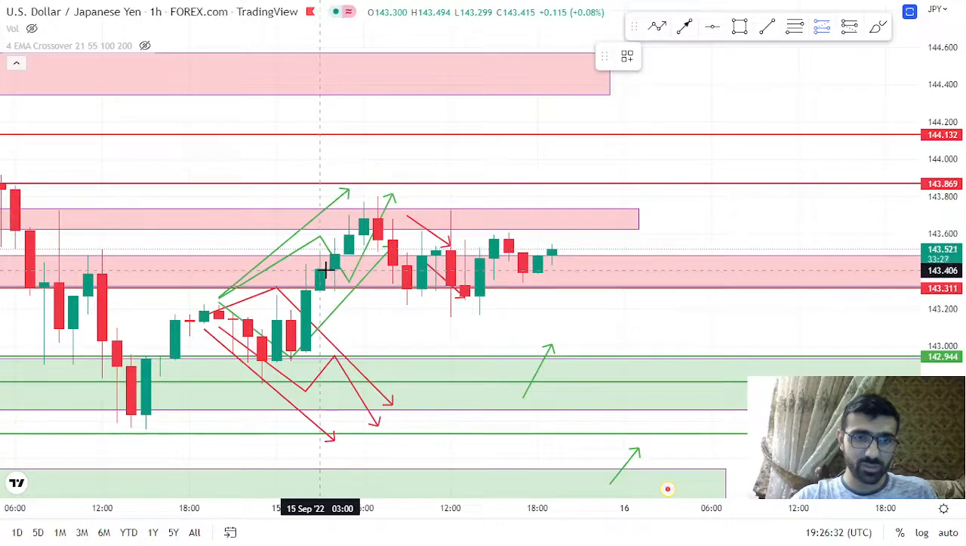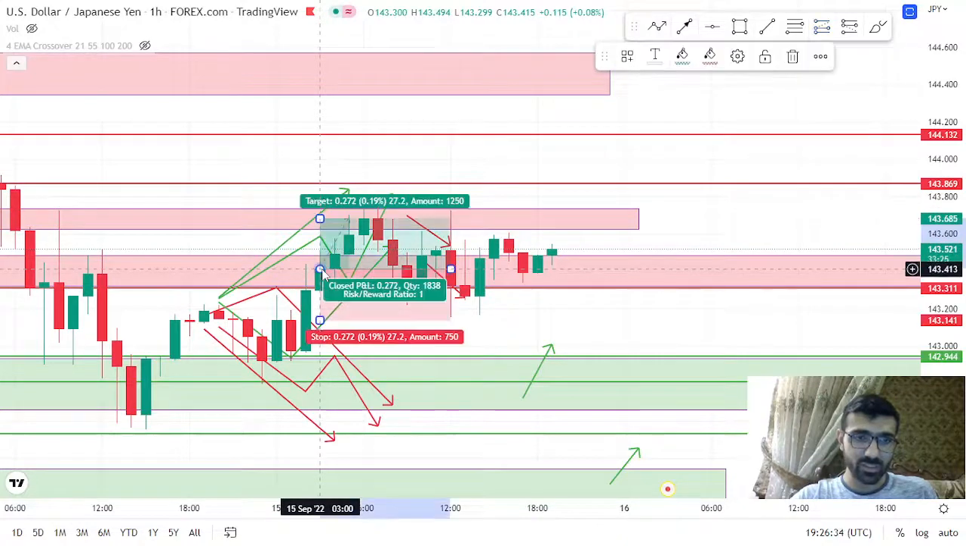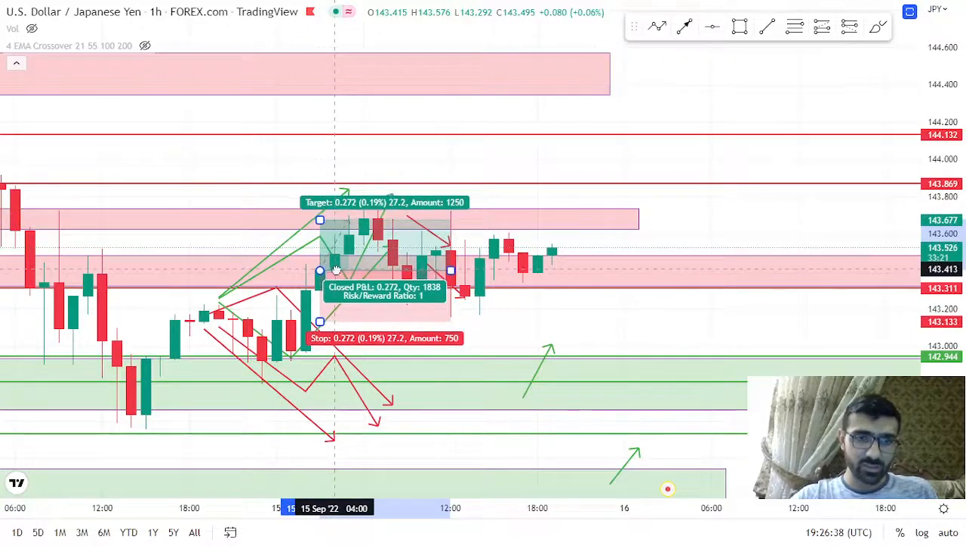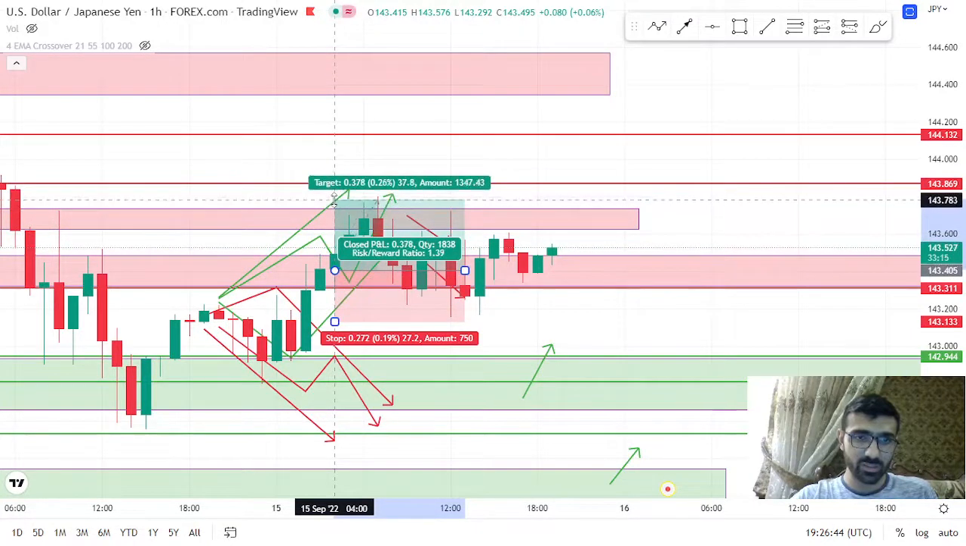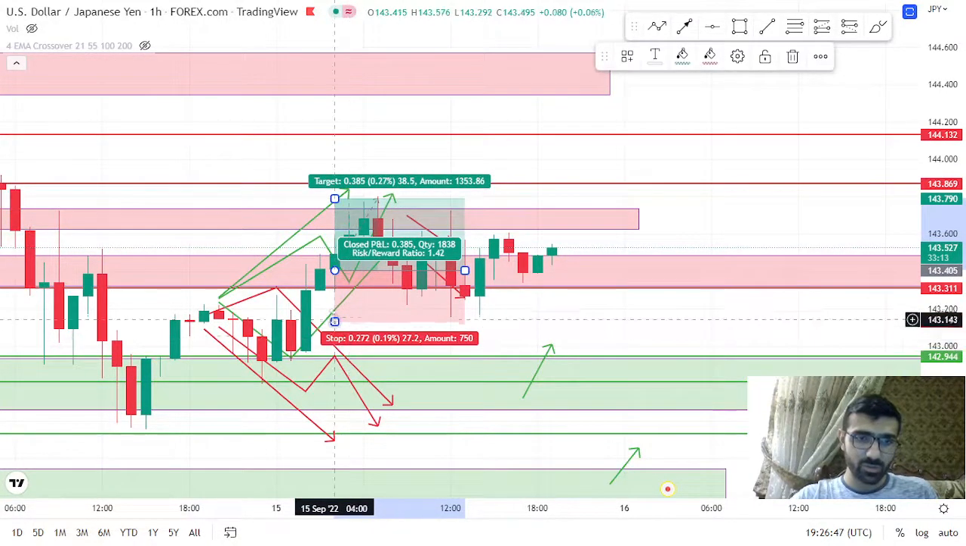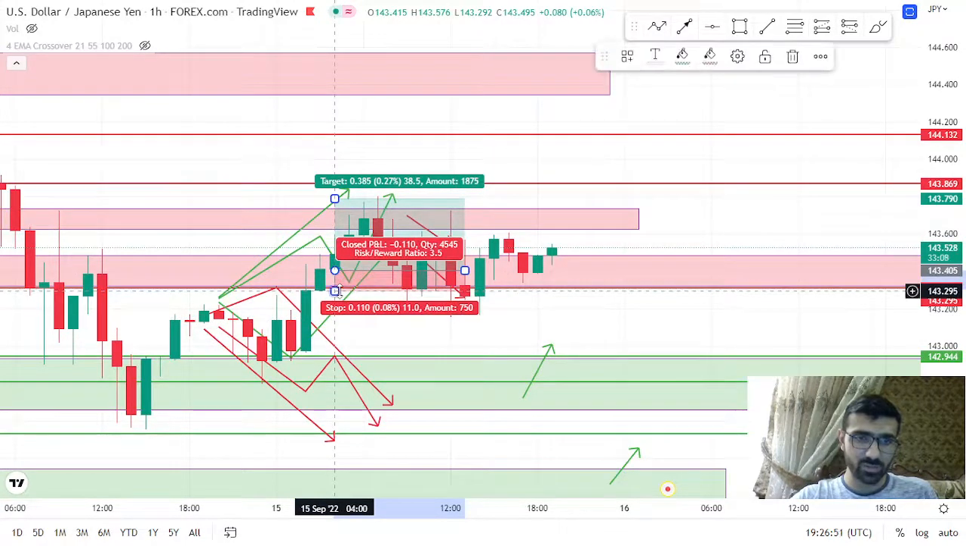Okay, so first let me take this non-risky trade, which will be from here. Okay, so this is a risky buying area, and my stop loss would be just below this candle. Okay, so this was an easy 3% profit.